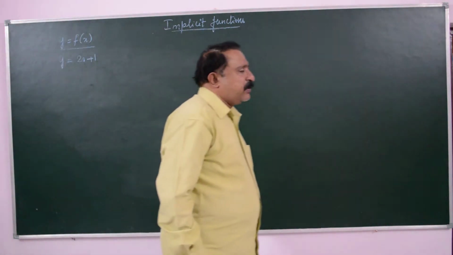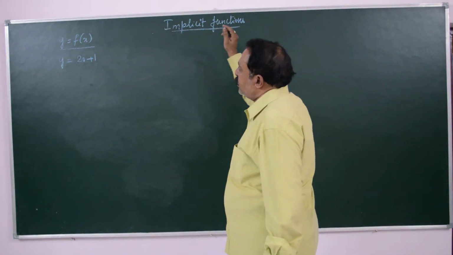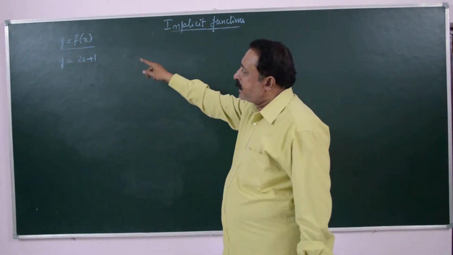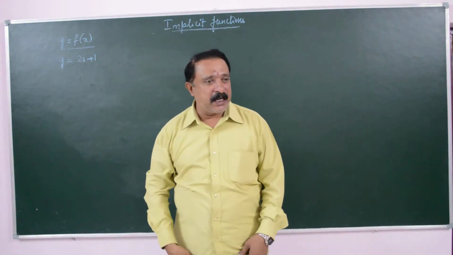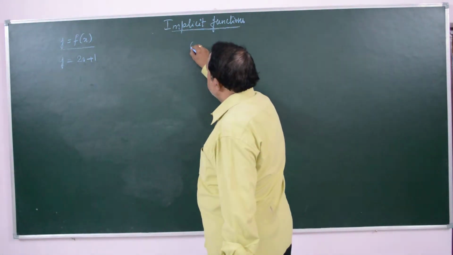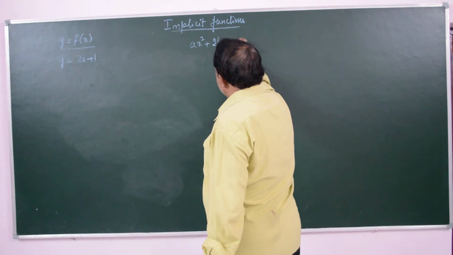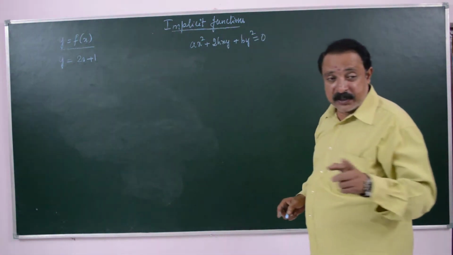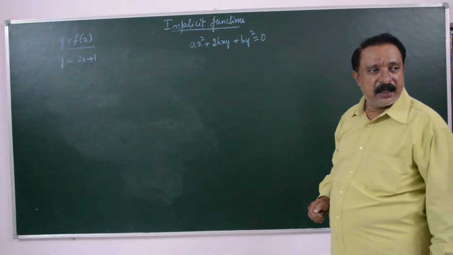But in calculus, we also have some functions which are implicit in nature. Explicit means very clear. Implicit means not very clear. Look at this function, say ax square plus 2hxy plus by square is equal to 0. Now can you identify which is independent variable and which is dependent variable? You cannot. It is not clear.